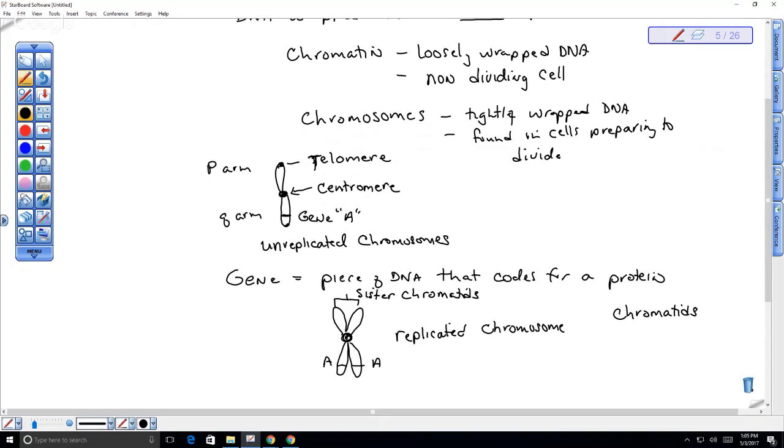The process of making a replicated chromosome from an unreplicated chromosome is what is referred to as DNA synthesis. This is going from an unreplicated to a replicated chromosome.